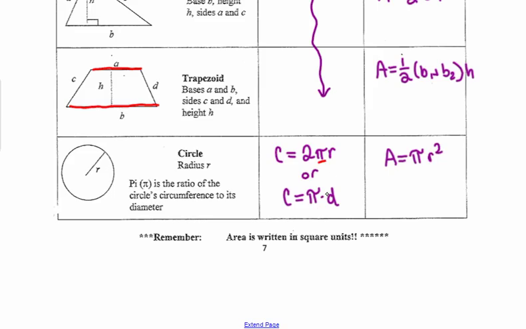Now notice the pi in each of these formulas. Unless we're told to round, we're always going to leave our answer in terms of pi for the circle. That's kind of important to note. So unless we're told otherwise, leave circles' area and circumference in terms of pi.